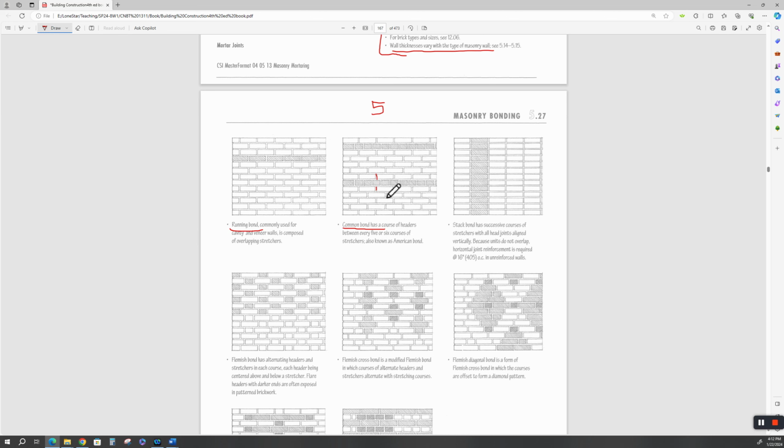All right. Now, if you're going to do this, then your second wythe is going to be what? It would have to be the same modular units, right? So it could lay together.